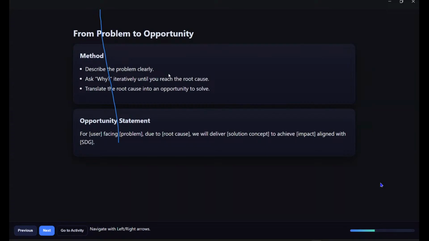And then we need to ask why iteratively. We'll discuss the 5 whys. And then we need to translate the root cause into an opportunity to solve. For example, here, the opportunity statement. One second.